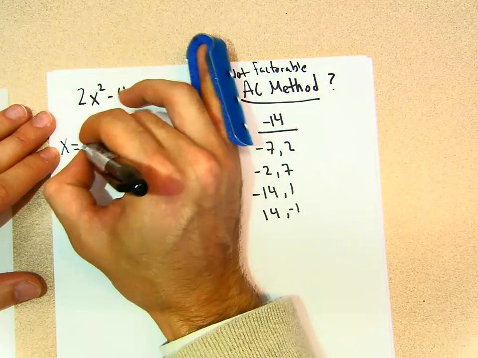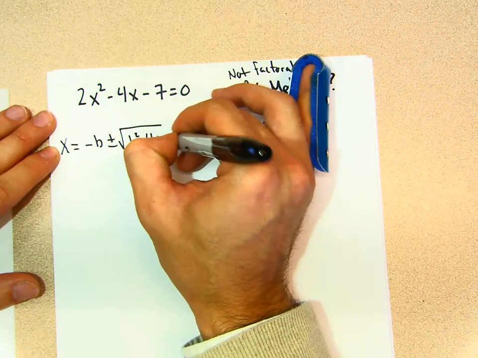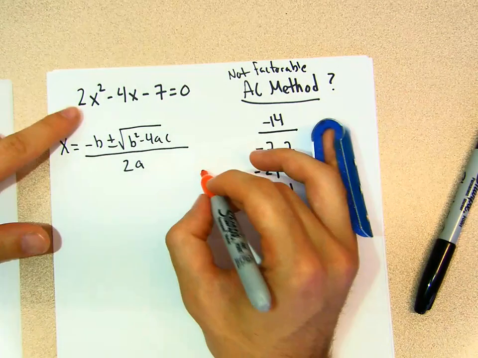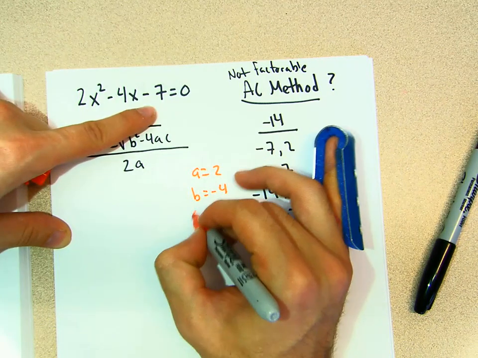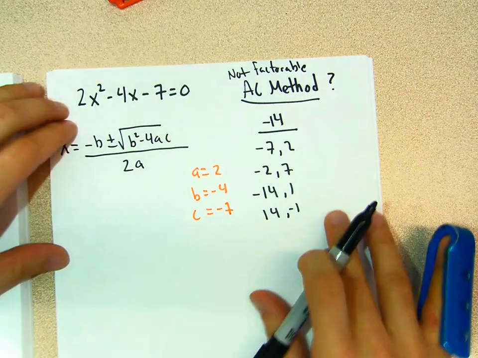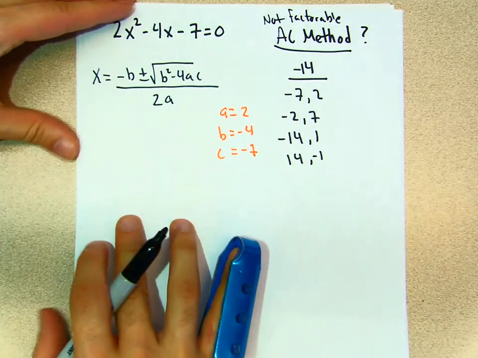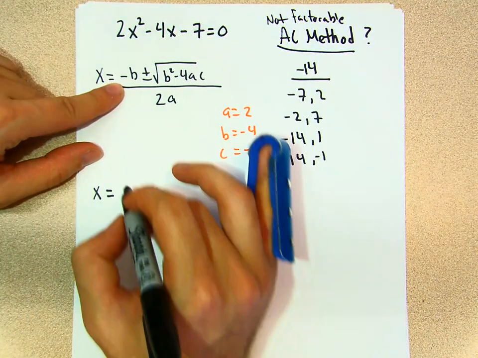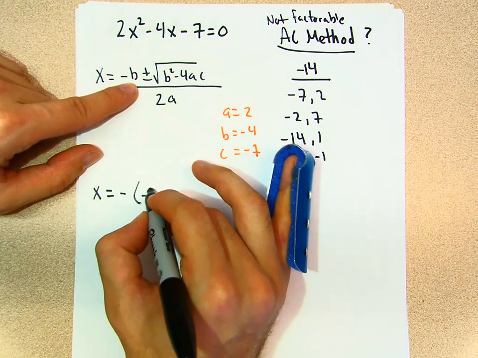So x is equal to negative b plus or minus the square root of b squared minus 4ac, all over 2a. Here, what is my a? My a is 2. What's my b? Negative 4. What's my c? Negative 7. So we're going to plug all of these in here. So then what happens? X is equal to, what's the first thing we're going to put in? Negative, right? Then we're going to put my b. My b is parentheses negative 4.